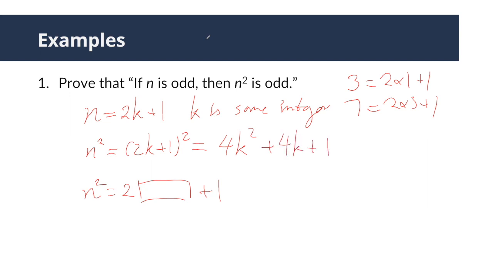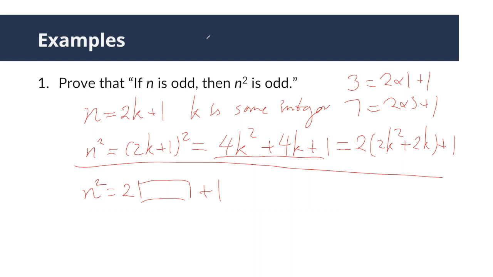Okay? But we are not done yet. You want to transform this into this form. Of course, you can just factor out a 2 from 4k squared and 4k. This is the proof.